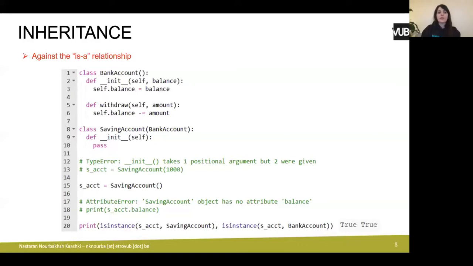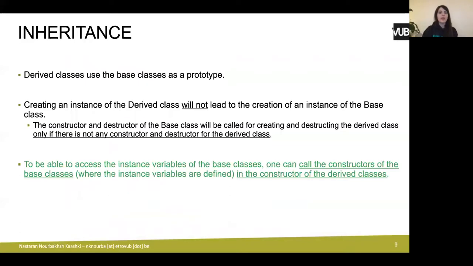So for this example, if I really need to implement something extra here, I should call the constructor of the parent class here in the constructor of the derived class. We will see some example later. So derived classes use the base classes as a prototype. Creating an instance of the derived class will not lead to the creation of an instance of the base class.